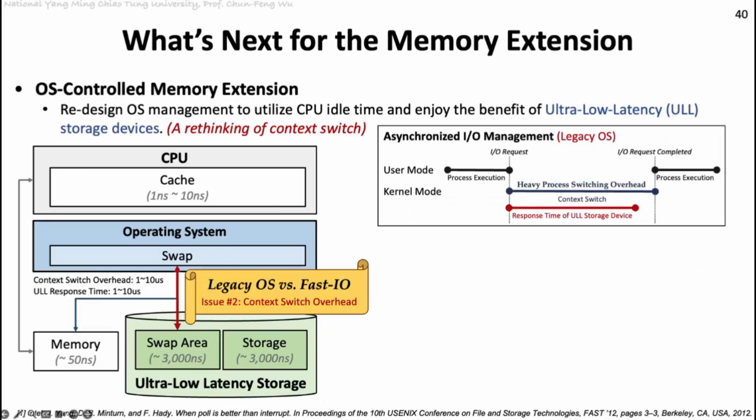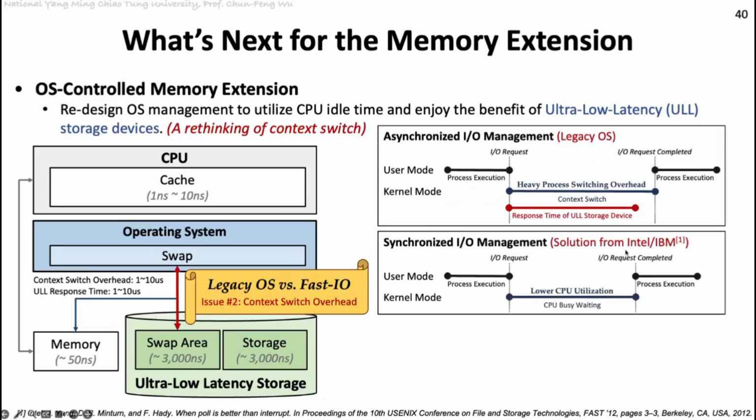So the thing is like this. This is synchronous I/O. The current synchronous I/O operation is designed like this. There is a context switch when we are going to serve the I/O device. But if the I/O device is an ultra low latency device, so the response time is super low, then the context switch takes more time. So Intel and IBM are saying in this case, why not just let the CPU busy wait, because the storage device is so much faster than a context switch.